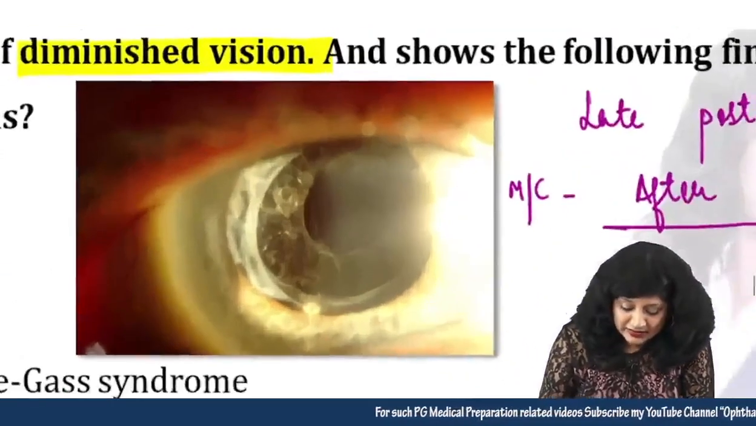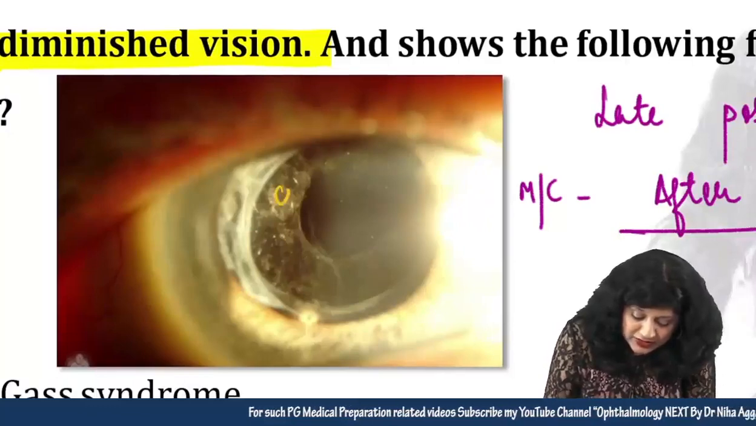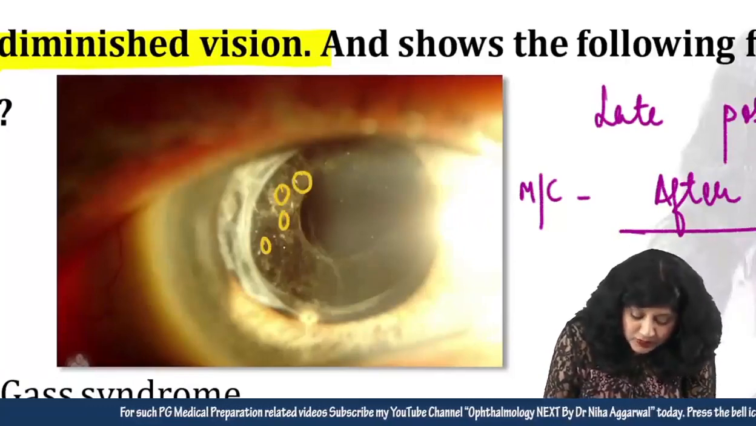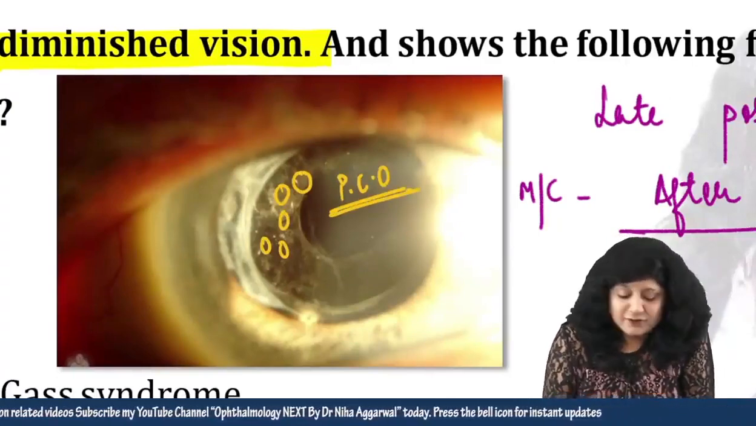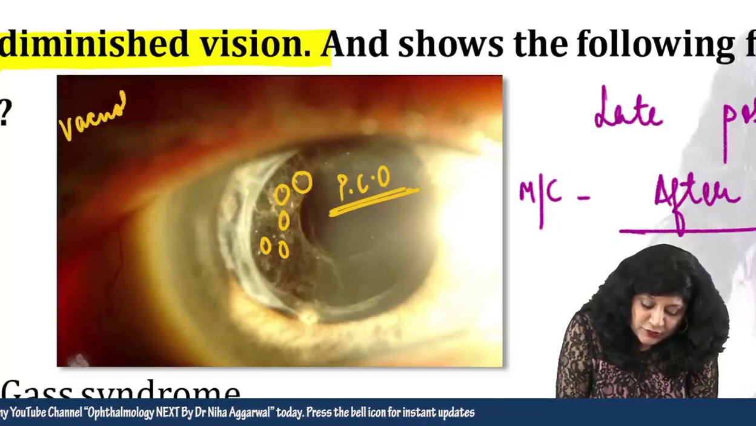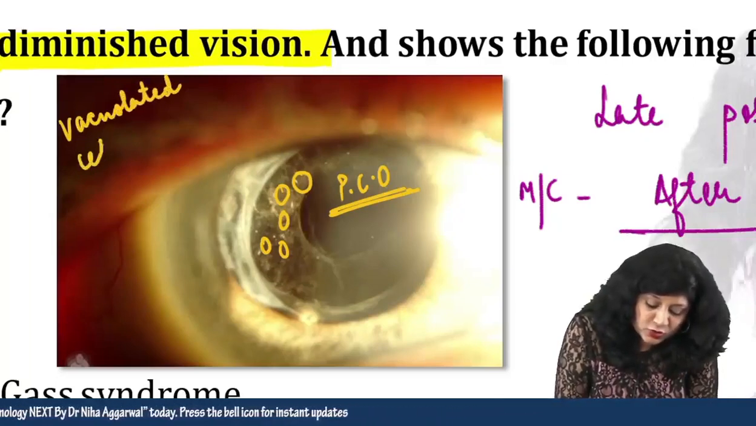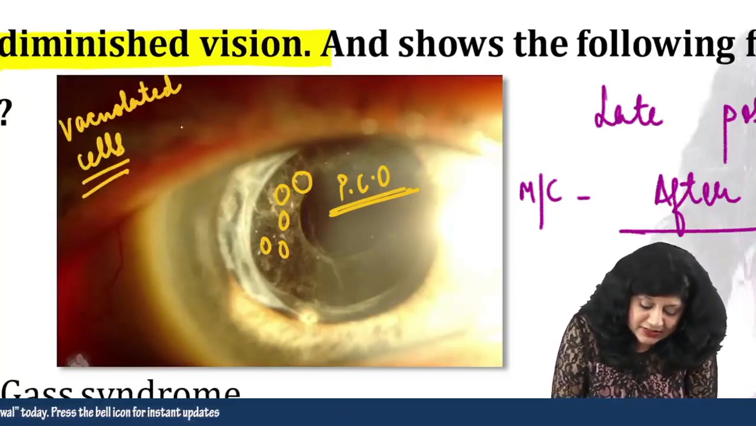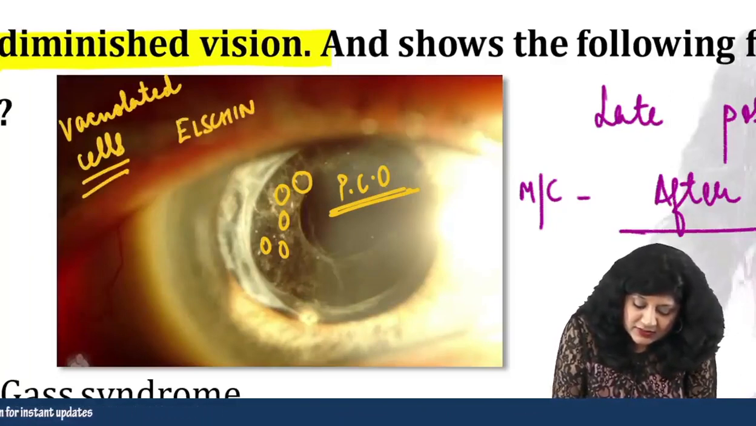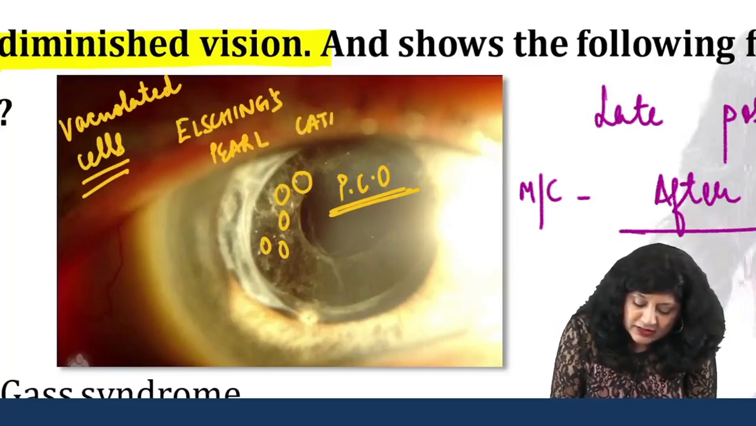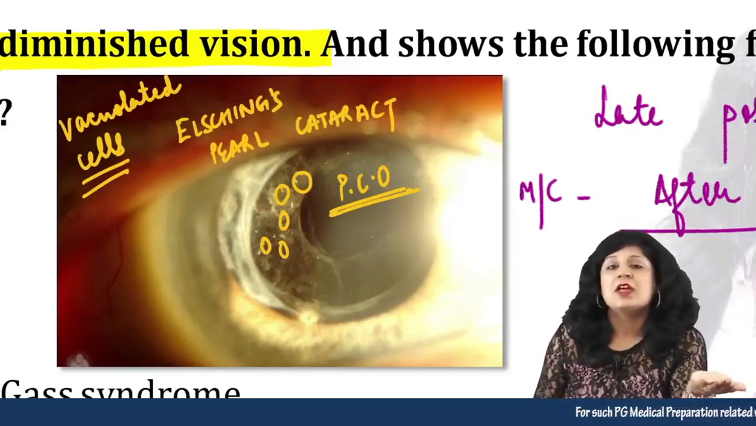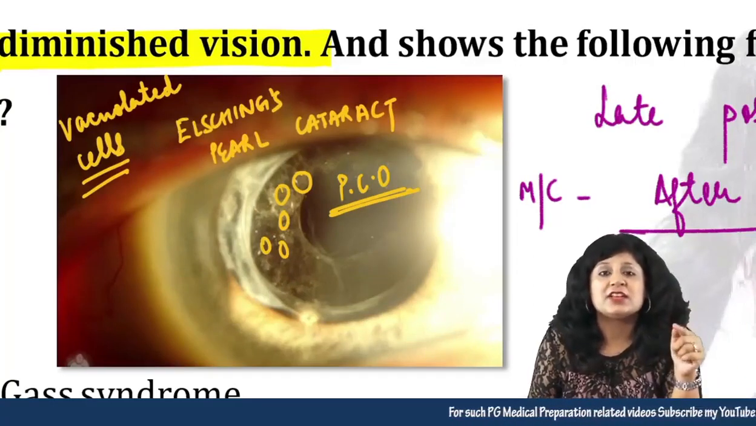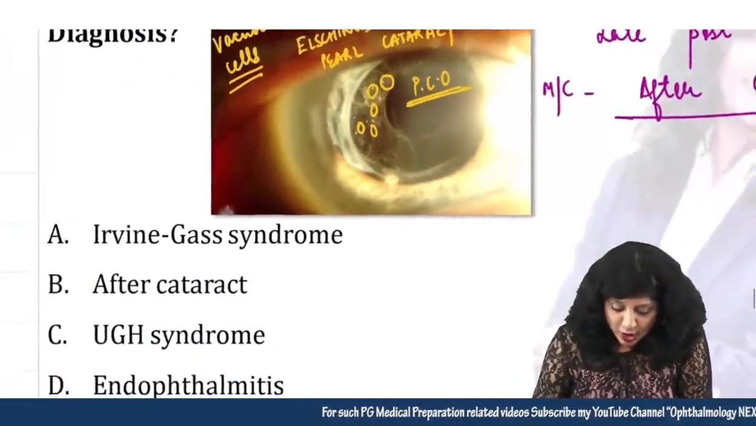Now, if you look at this image, what can you see here? We can see these small vacuoles here. So, that means it is a case of PCO, that is after cataract, where you can see the vacuolated cells. So, which kind of after cataract can show the vacuolated cells? That means it is the Elschnig's pearl cataract. Therefore, it is a kind of the Elschnig's pearl cataract, though the more common is the Soemmering's ring cataract, but here what they have shown is the Elschnig's pearl cataract. So, see the options now.